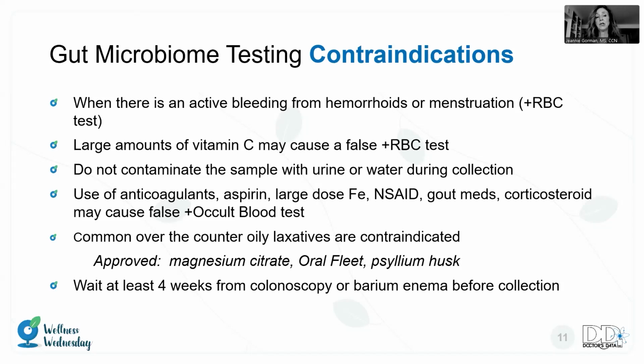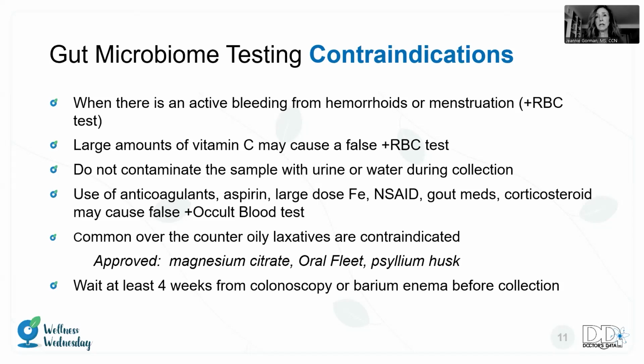We encourage patients in our instructions, which we'll see in a minute, not to contaminate the sample with any urine or water during collection. It's only diluting some of the markers that we would want to see, as not loose or watery, obviously. Use of anticoagulants, aspirin, large dose iron, NSAIDs, gout meds, corticosteroids may all cause false positives on occult blood. So it's good to know that there are other reasons why you might have positive occult blood.